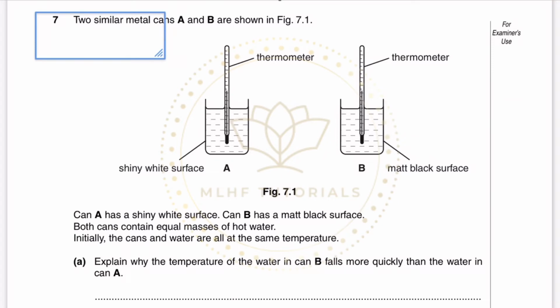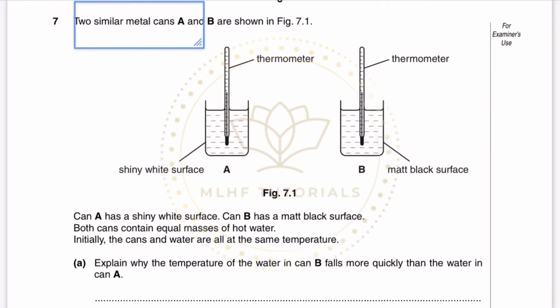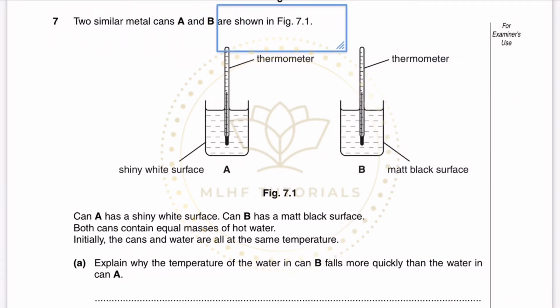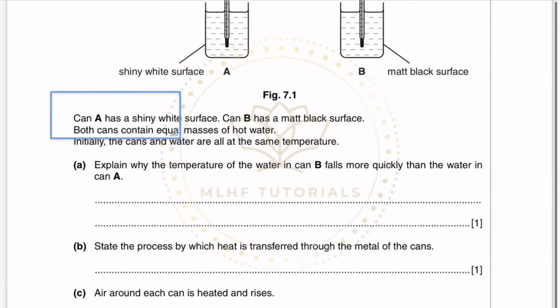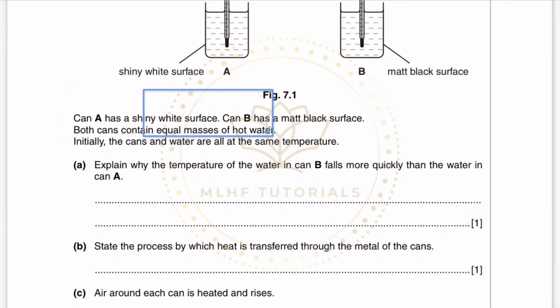Okay. Question 7. Two similar metal cans A and B are shown in figure 7.1. Here you have these two metal cans. Can A has a shiny white surface. Can B has a matte black surface. Both cans contain equal masses of hot water. Initially, the cans and water are all at the same temperature.